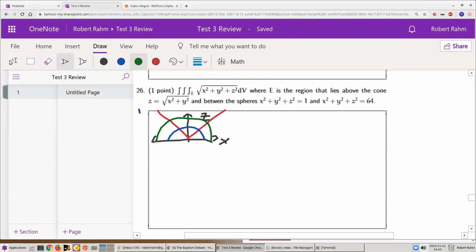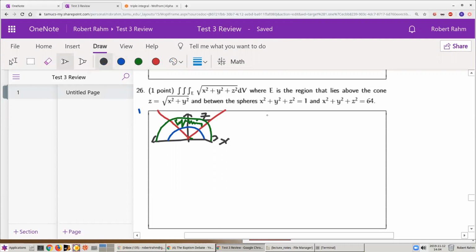It is the region above the cone, that's the red part, and in between these spheres. So this is kind of the region that we care about here. Okay, so now to think about what this looks like, just spin this region about the z-axis, and that's what the shape is going to be like. So it's like a spherical annular region enclosed in the cone z equals the square root of x squared plus y squared.